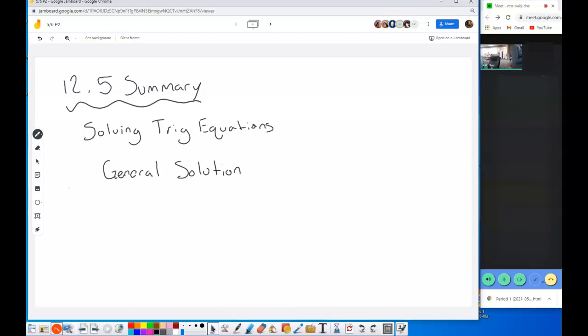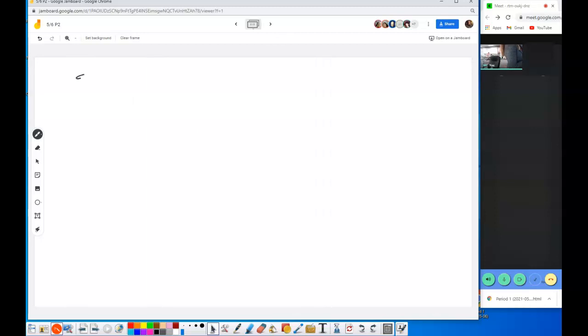So what were the steps for solving an equation? Isolate the trig ratio. Right? We're going to isolate the trig ratio. Then find the general solution.